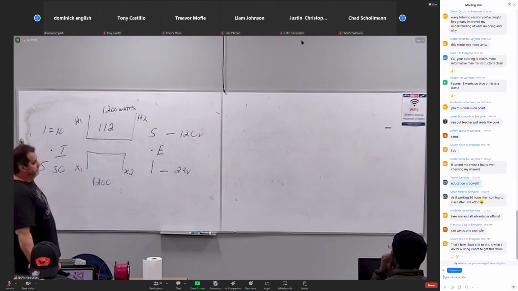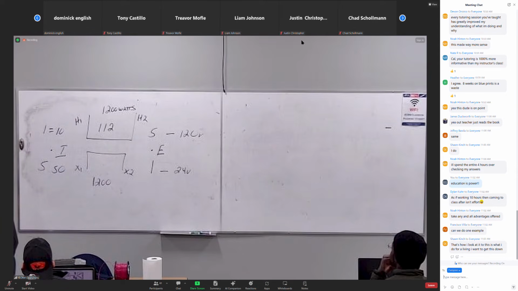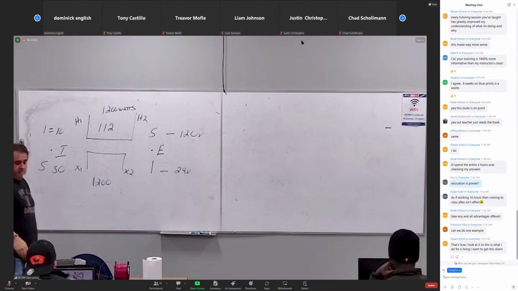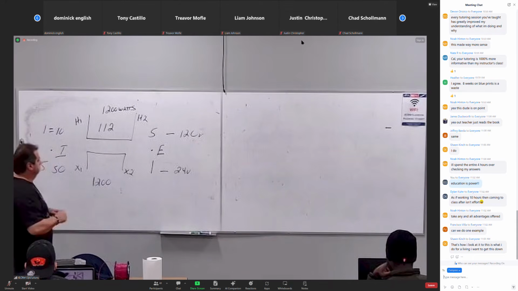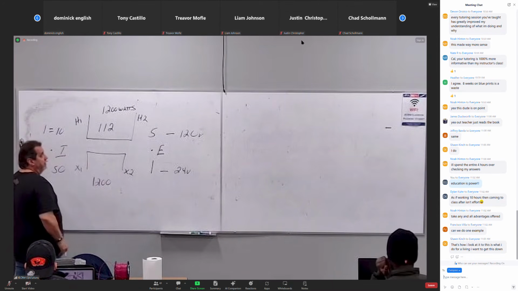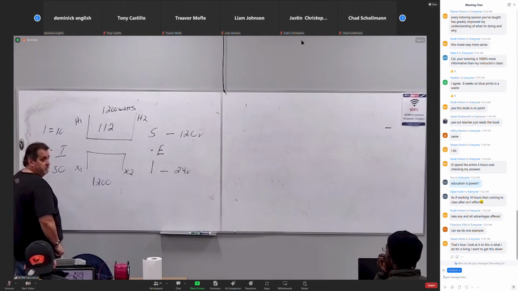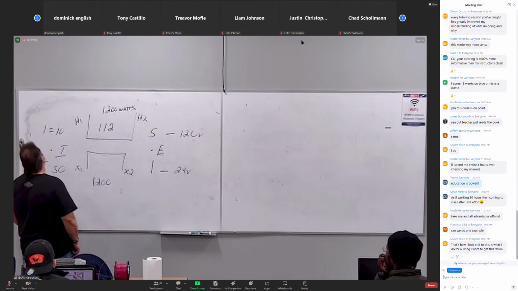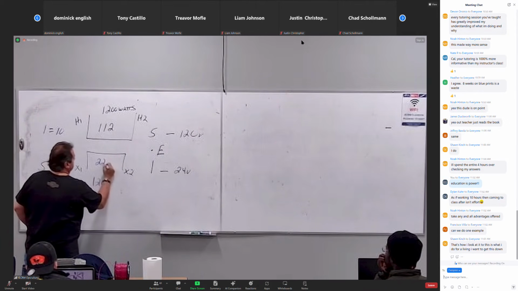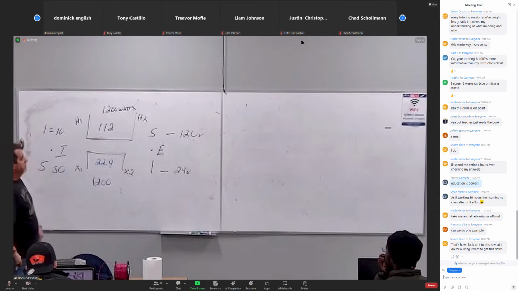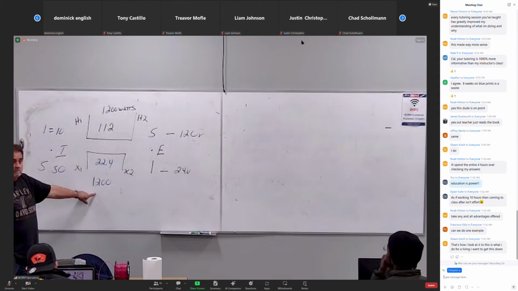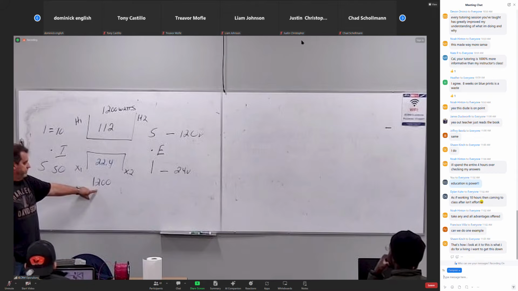What happens down here? 22.4 volts. Oh, if it's still 5 to 1 is what you're saying? Yeah, okay. My input voltage was 112, not 120. What happens? 22.4. Great. The load didn't change. The load still drew what? 1200 watts. That's what the load draws.